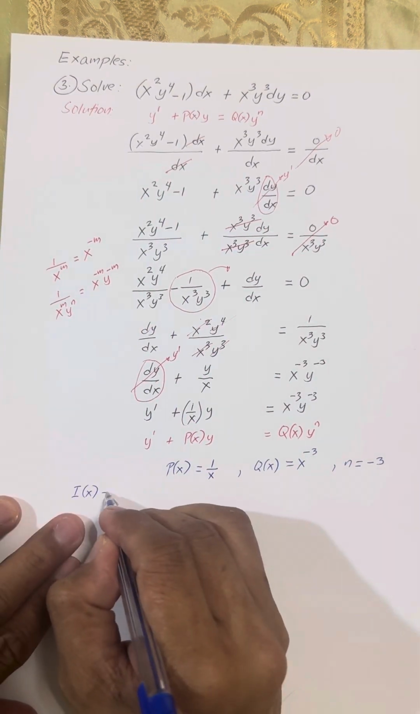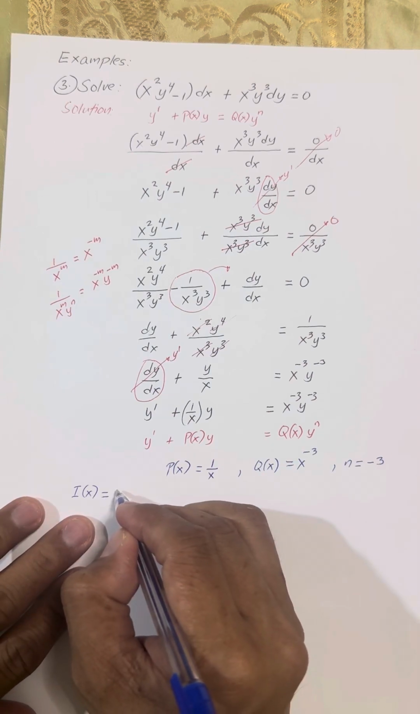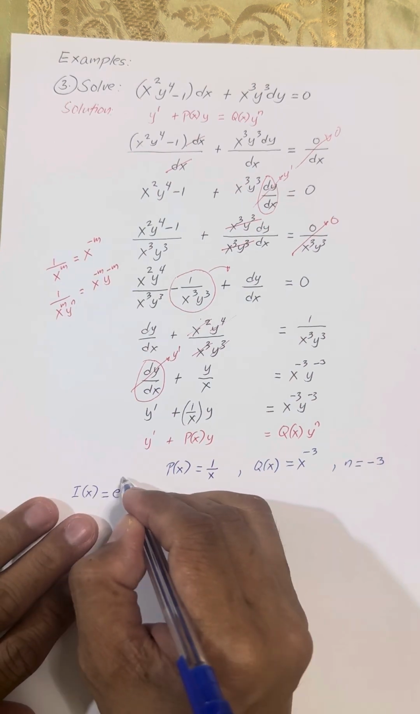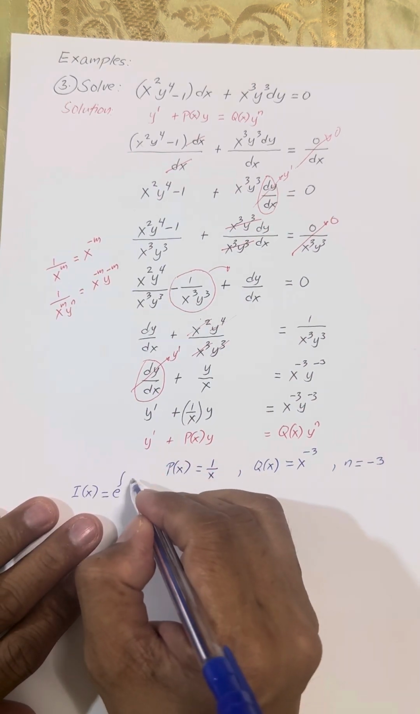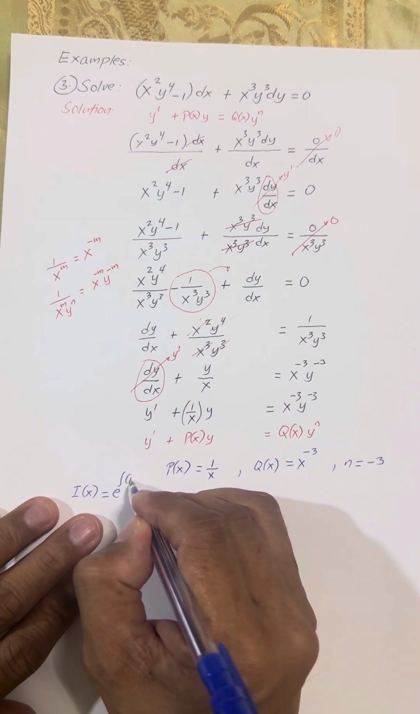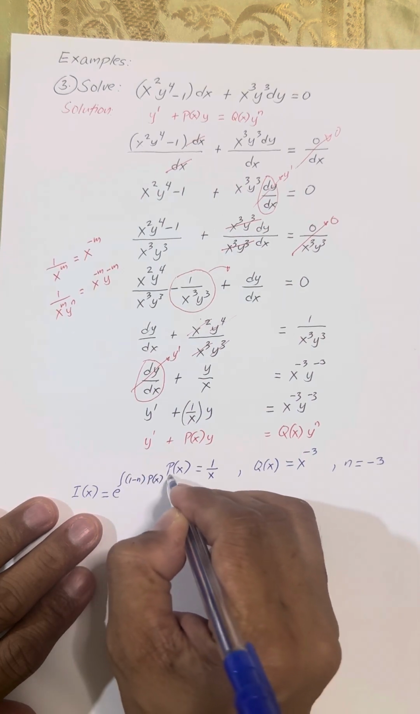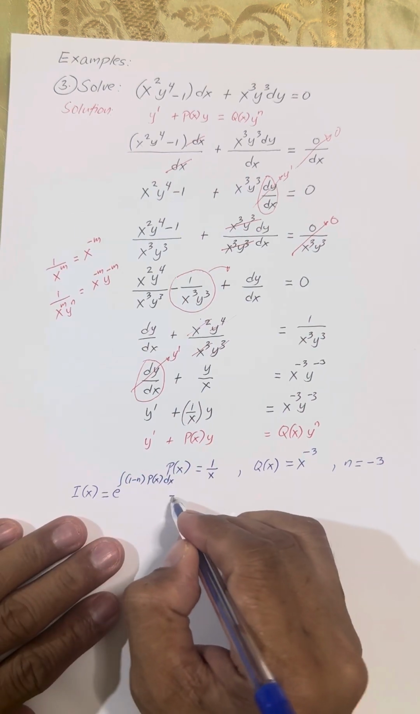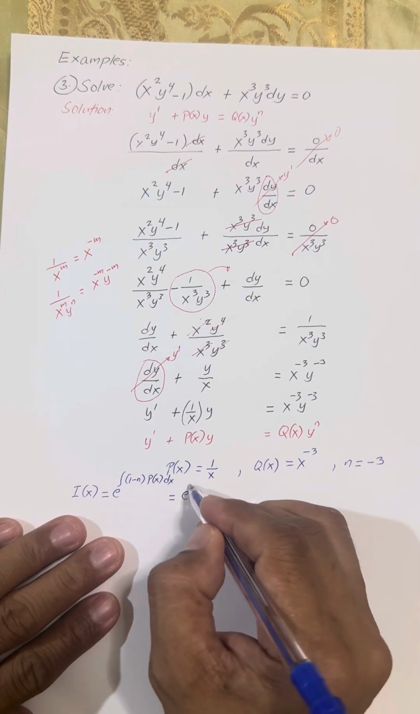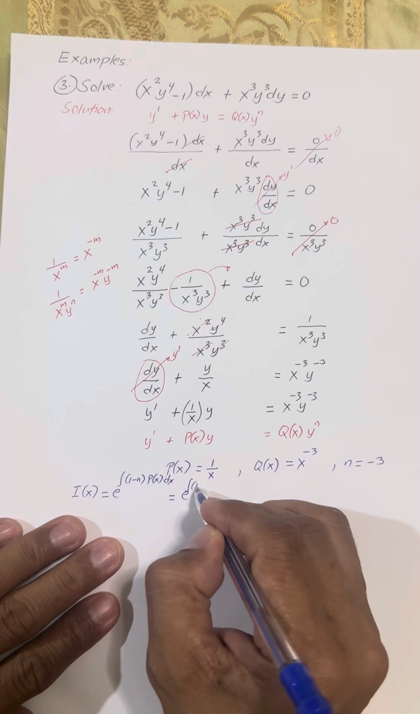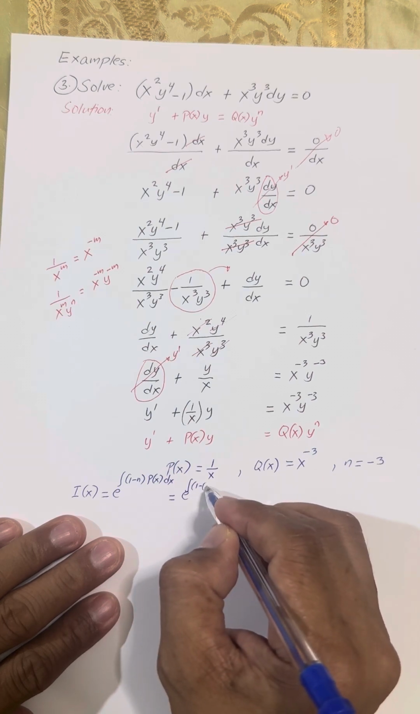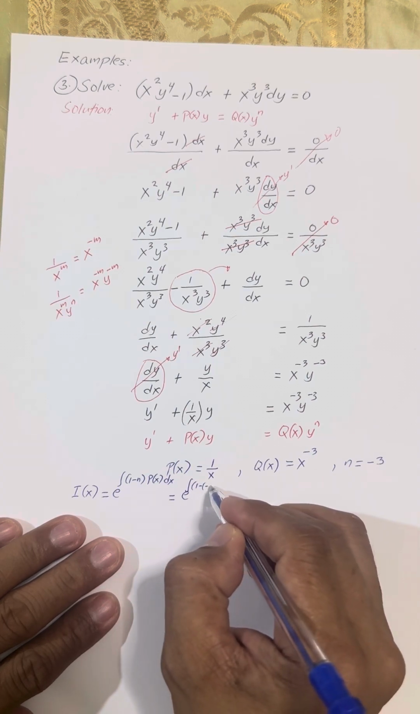From here, we can solve for our integrating factor, where I of x is equal to e to the integral of 1 minus n times p of x dx. Substituting, we have e to the integral of 1 minus, our n is minus 3.